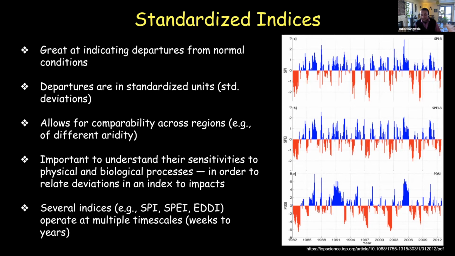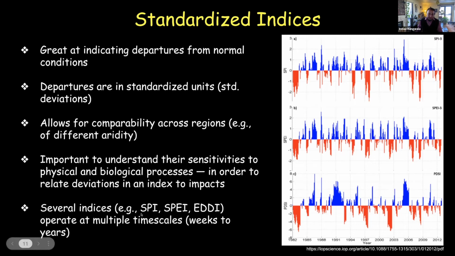Of course, the devil is in the detail, like how appropriate these are. Again, as I said, they indicate departures from normal conditions, and these departures are in standard deviation units, so they are easy to understand. They allow for comparability across regions. They may have different aridity, but you can compare the drought stress and the extent of drought in different regions.